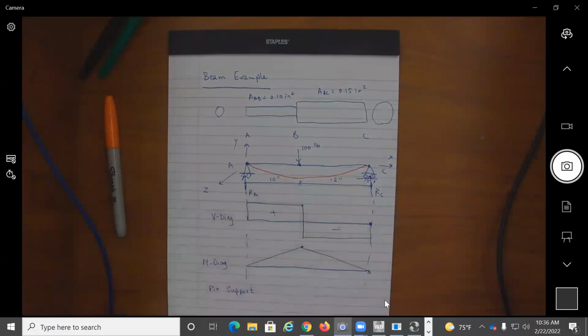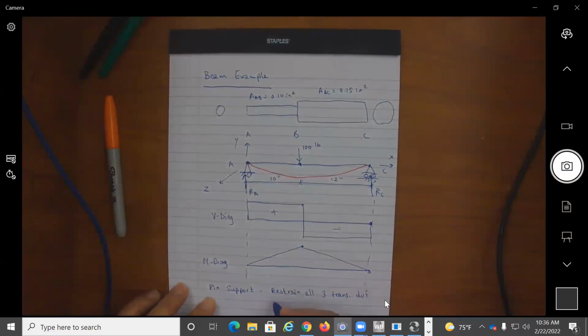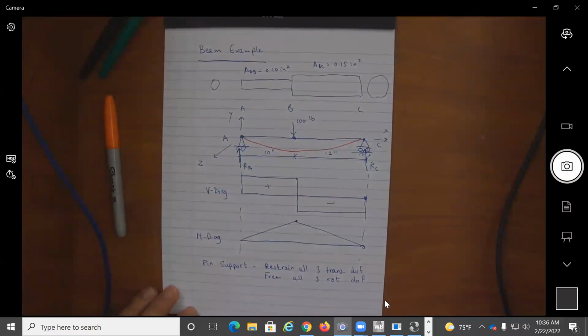So every time I'm using beam elements, I need to consider 3 translational degrees of freedom and 3 rotational degrees of freedom. So I can come here and say that the pin support is going to restrain all 3 translational degrees of freedom, but is going to allow rotation, so free all 3 rotational degrees of freedom. That's what my pin support is doing.